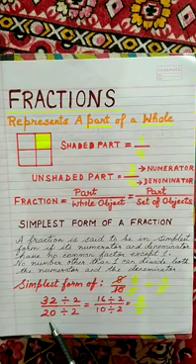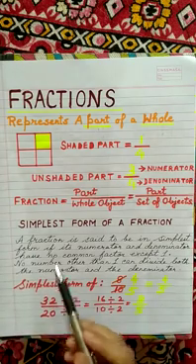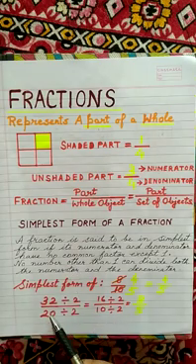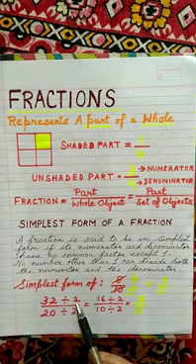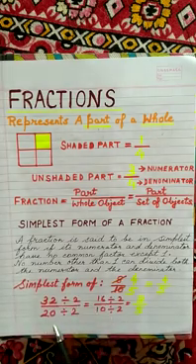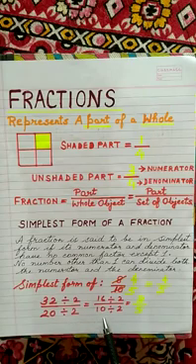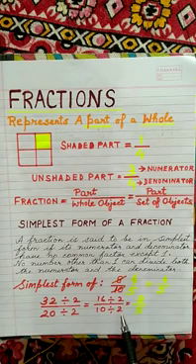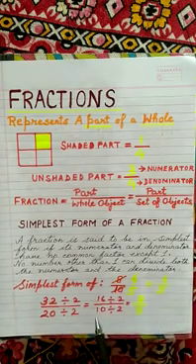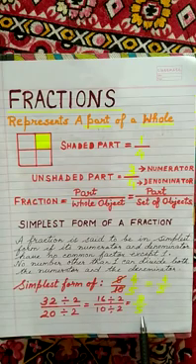It can be done in another way. Like if we have to bring 32 by 20 into simplest form, we divide both by a number which can divide them. Like 32 divided by 2 is 16. 20 divided by 2 is 10. Now again this 16 by 10 is divisible by 2. So 16 divided by 2 is 8. 10 divided by 2 is 5.